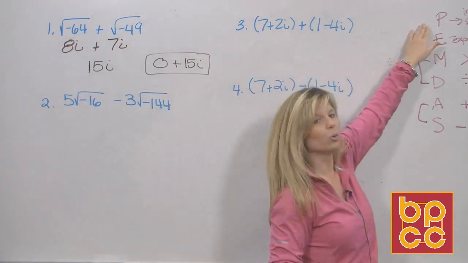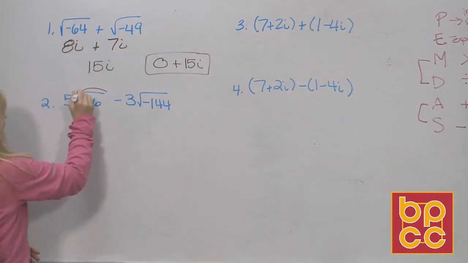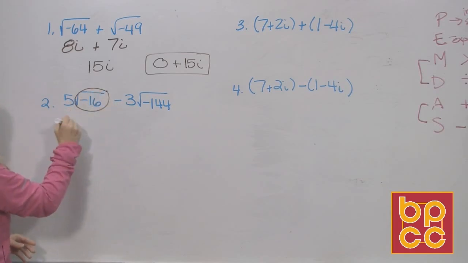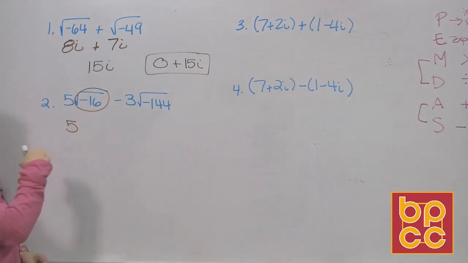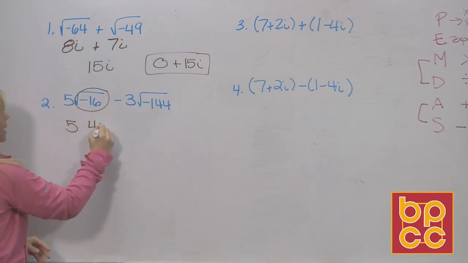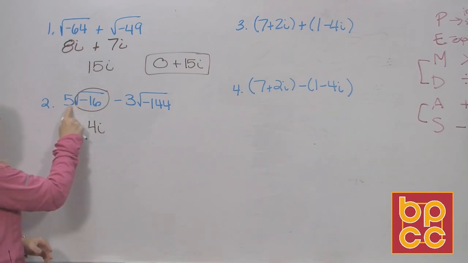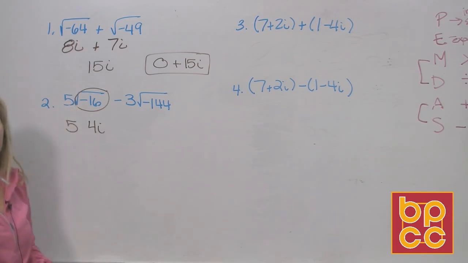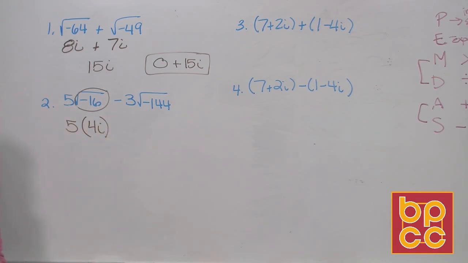P means to do whatever is inside a symbol first. So we're going to work inside here first, which means the 5 stays where it is. We know the square root of 16 would be 4, so the square root of negative 16 is 4i. And everybody look closely. This 5 and the square root are side by side, kissing each other. That's connected by multiplication. That's why I'm putting it in parentheses.